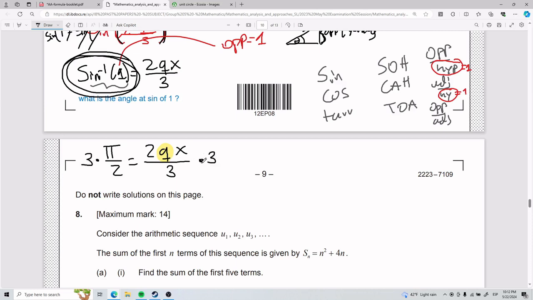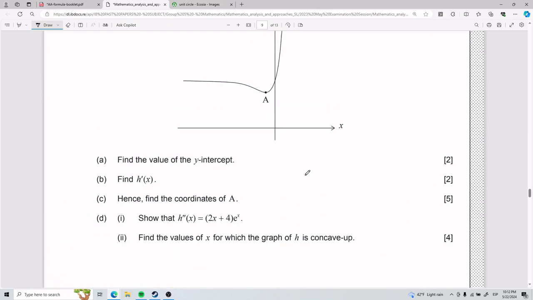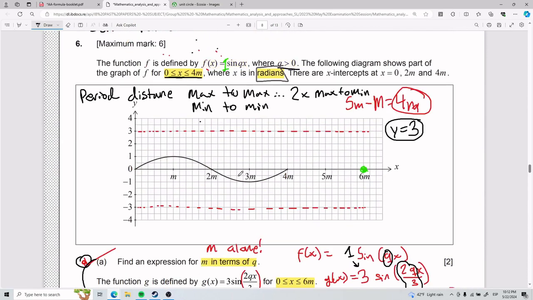So you multiply by 3 to both sides, this goes away with this, you end up with 3 pi divided by 2 equals 2qx. From here, you can divide by 2q to both sides. That means you end up with 3 pi divided by 4q equals x. Now, this is not a good enough x value for us to read because our x-axis is only in terms of m.